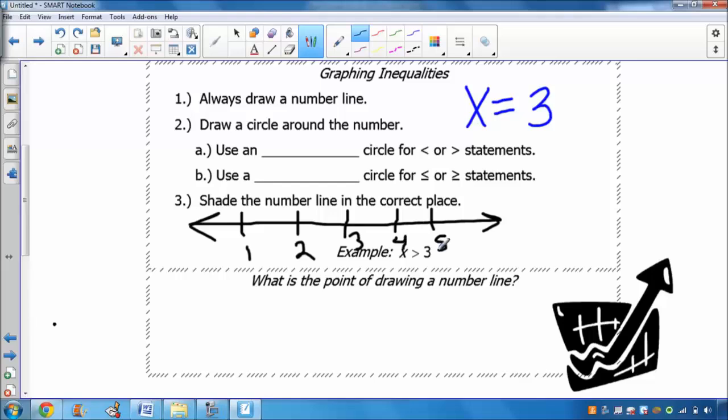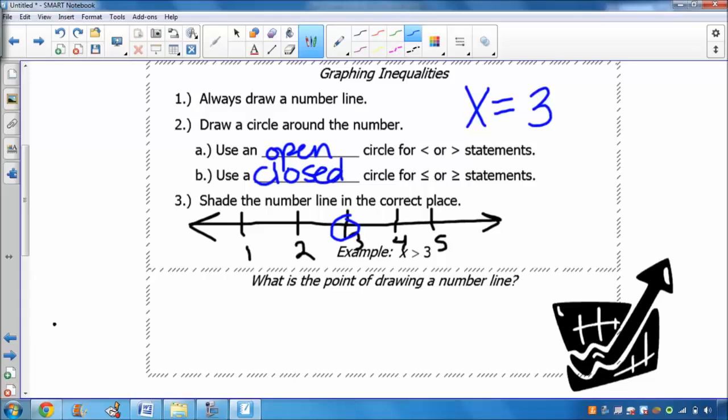And then it says draw a circle around the number. So I'm going to draw a circle around the number that X is related to. It says X is bigger than 3. You're going to use an open circle for less than or greater than statements, and you're going to use a closed circle for less than or equal to or greater than or equal to statements.